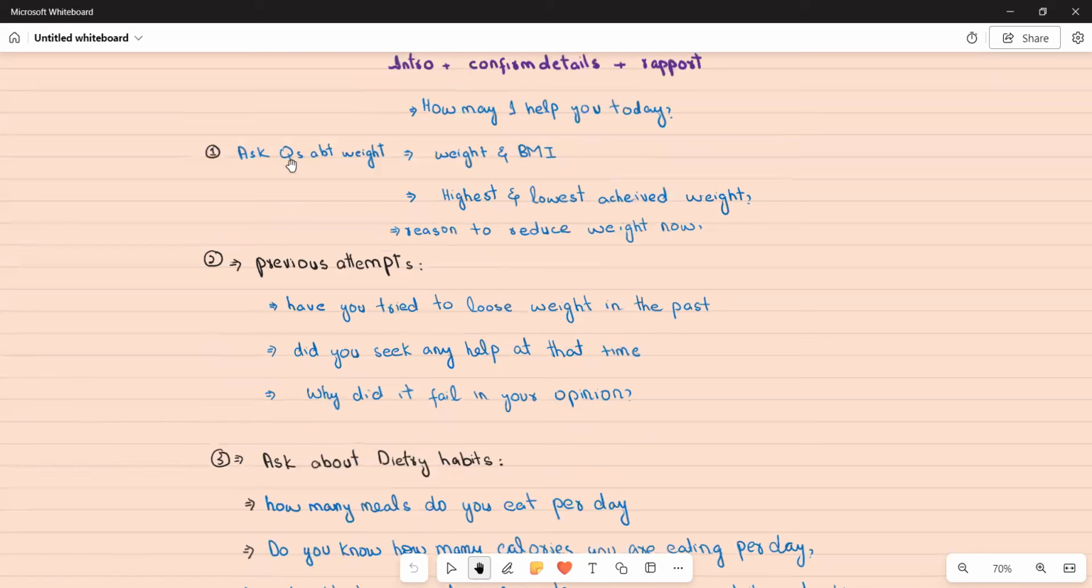So the first thing is we are going to explore their weight. So we are going to ask some questions about their weight. We'll ask the patient, what your current weight and BMI is, what was your highest and lowest achieved weight, okay, and what is the reason to reduce weight now, okay? So you are checking the motivation right now. What is their main motivation that they want to lose weight? Is it because of some physical complaint? Is it because of their mental health? Is it because some big wedding is coming up and they want to lose weight for that? Okay, so you are checking their motivation to reduce weight now, okay?